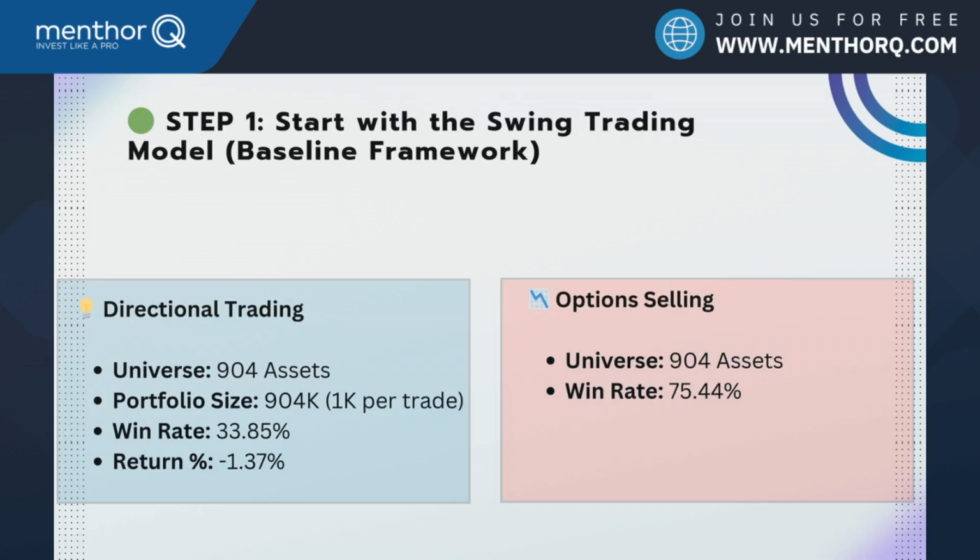So we looked at about 904 assets between stocks, ETFs, and indices. And we looked at a portfolio size of $1,000 per trade. So the total portfolio size was 904K. And the reason why we do that is because we want to have an equally weighted portfolio to understand the accuracy of the model. In this case, the win rate was 33.85% with a return of minus 1.37%.